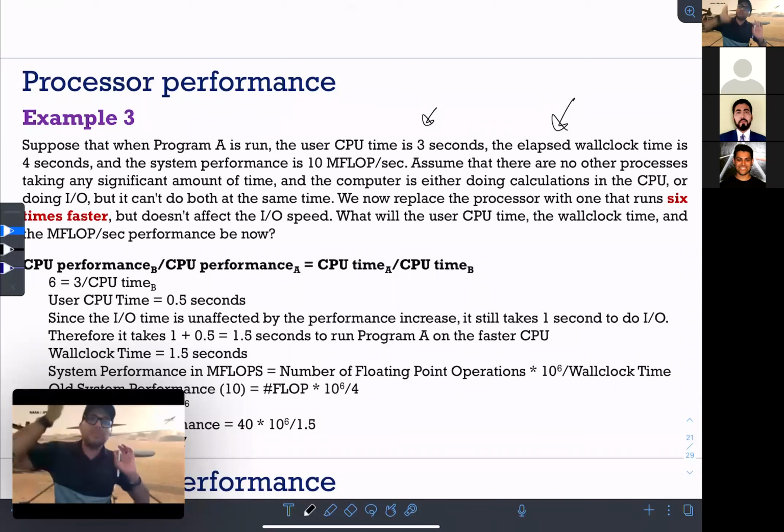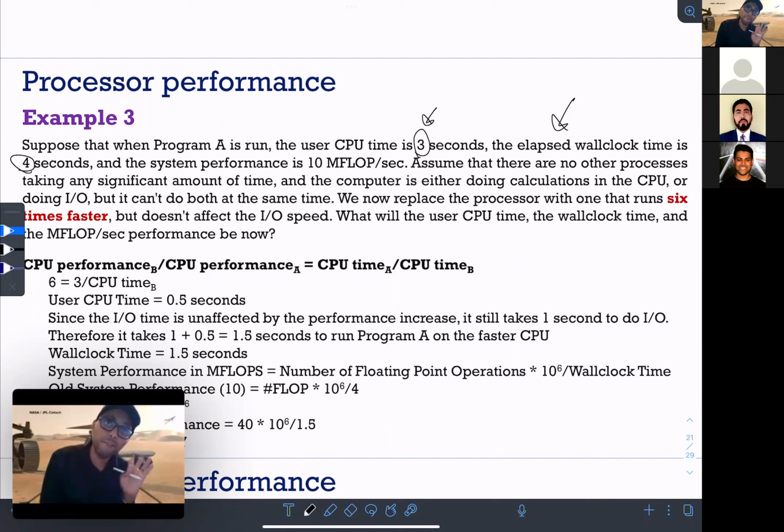Now we need to return to the old lectures, right? CPU time means the CPU without IO, without memory, without the operating system, just CPU. Elapsed means the whole system, which has IO, memory, everything. So the CPU by itself took 3 seconds, and the whole entire system took 4 seconds. The whole system includes the CPU time inside it. Do you agree?